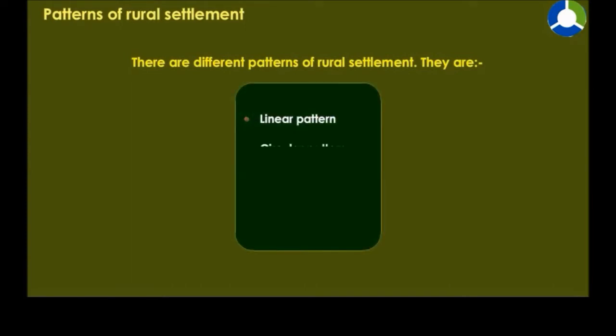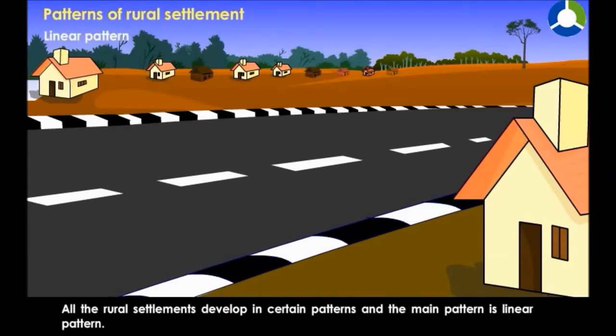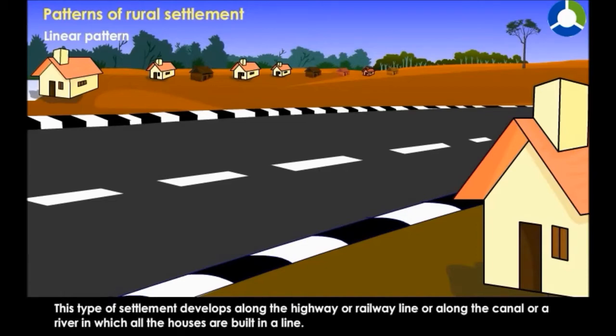Patterns of rural settlement. There are different patterns of rural settlement. They are linear pattern, circular pattern, rectangular pattern, and triangular pattern. Linear pattern. All the rural settlements develop in certain patterns, and the main pattern is linear pattern. This type of settlement develops along the highway or railway line or along the canal or a river, in which all the houses are built in a line.